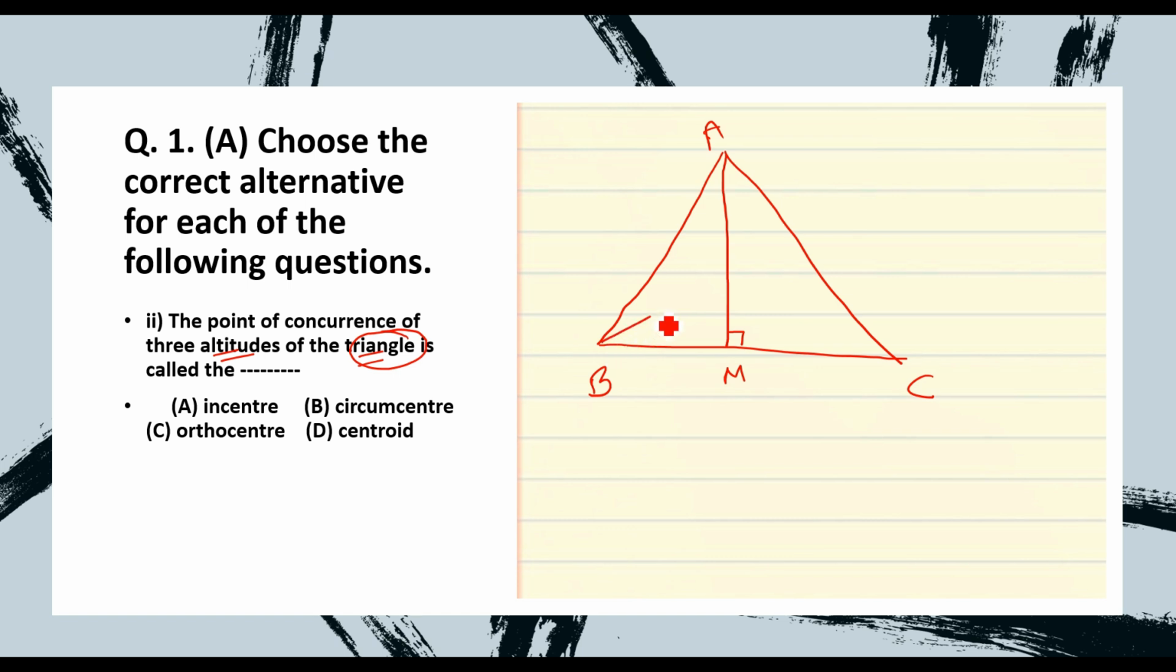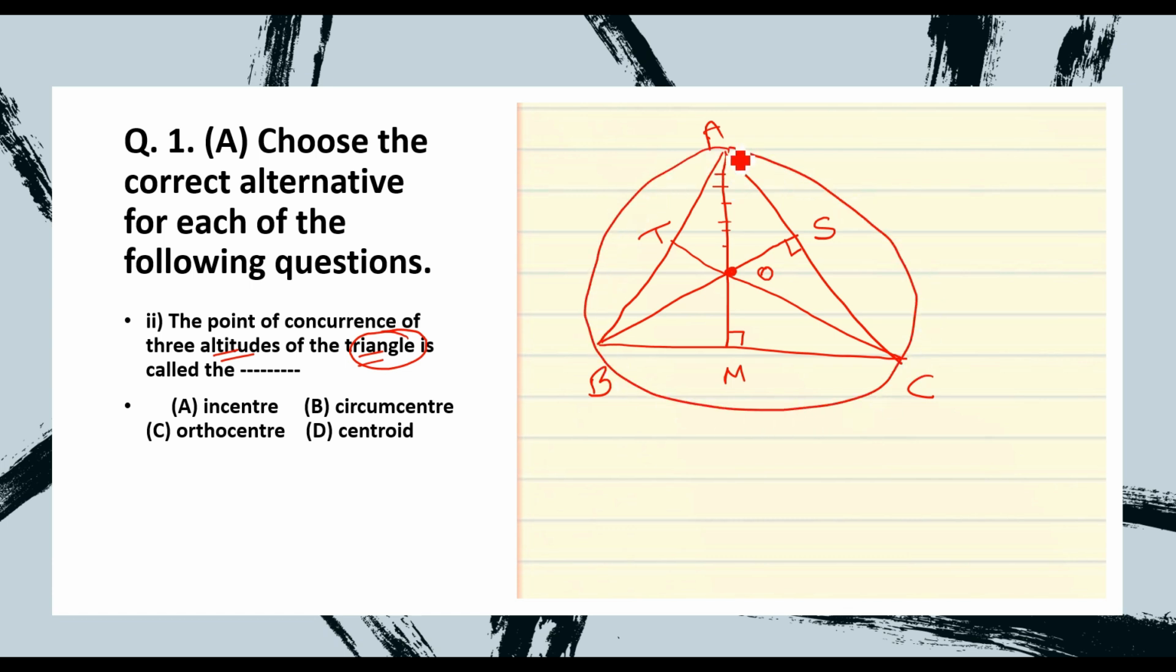Similarly, I will draw the second altitude from point B, and say this is another altitude called BS, and I will draw another altitude, say CT. Now all these altitudes intersect at one particular point which we call O. Now from this O, if you take this distance, I can draw this type of circle which we call a circumcircle. So what is a circumcircle?